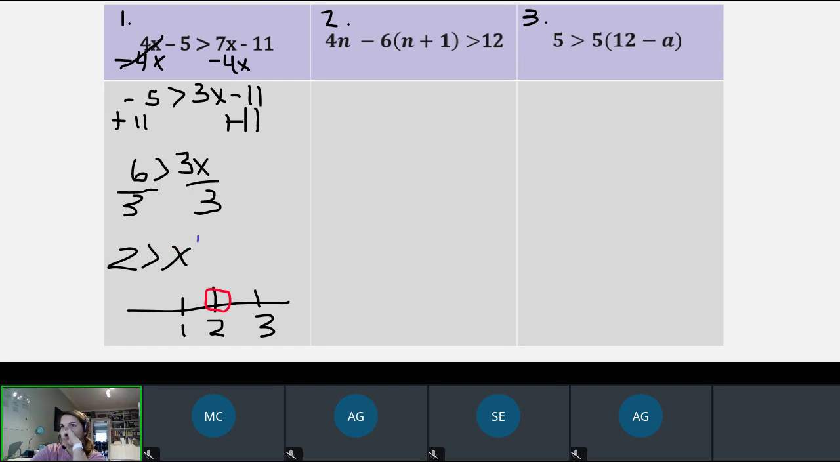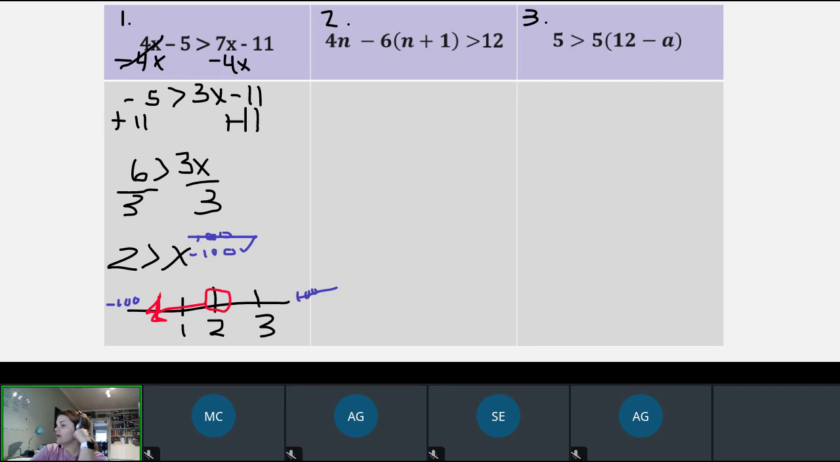So for instance, I could ask myself, okay, I'm going to try 100 and negative 100, right? 100 would be over here. Is 2 greater than 100? No. Is 2 greater than negative 100? Yes. So that means I'm going to shade to the left.